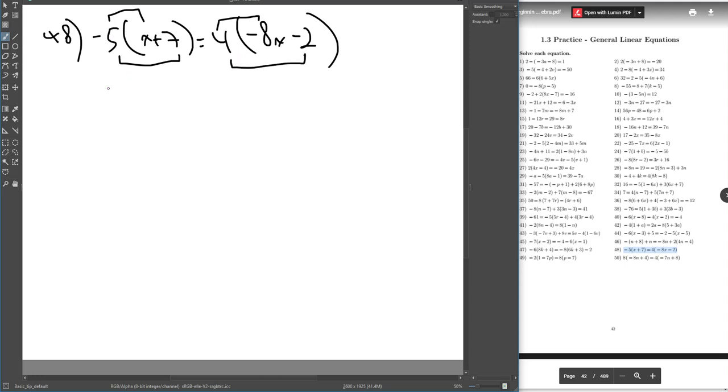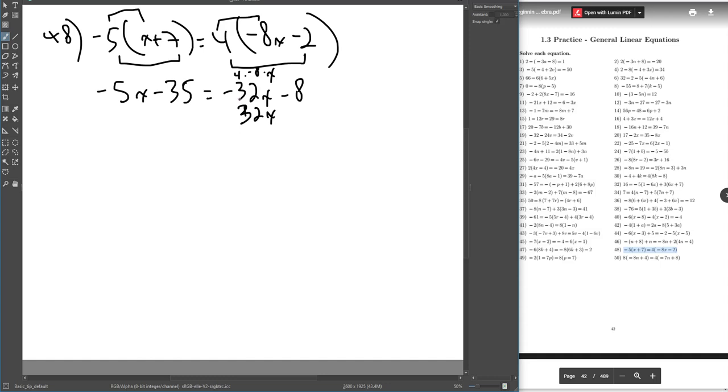So minus 5 times x equals minus 5x. Minus 5 times 7, negative times a positive, equals a negative, minus 35, equals 4 times minus 8, that's really saying 4 times minus 8 times x. There's an odd number of negative numbers, and when you're multiplying a sequence, if there's an odd number, that means the result is negative. So minus 32x. Boom. 4 times minus 2 equals minus 8.